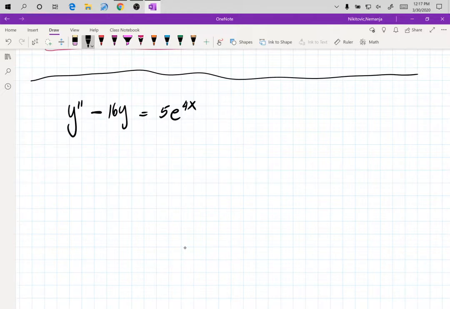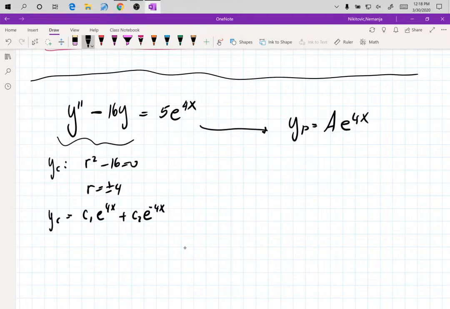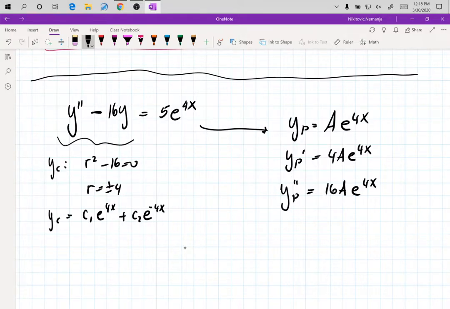All right, so we'll do the same. I'll go back to the original example. We saw that this was yc. Let me just write it quickly. So that's r squared minus 16 equal to 0, r equal plus minus 4. yc was c1 e to the 4x plus c2 e to the negative 4x. From here, the form yp was A e to the 4x. yp prime is 4A e to the 4x, and y double prime p equals 16A e to the 4x when you take derivatives. Then you plug them in.